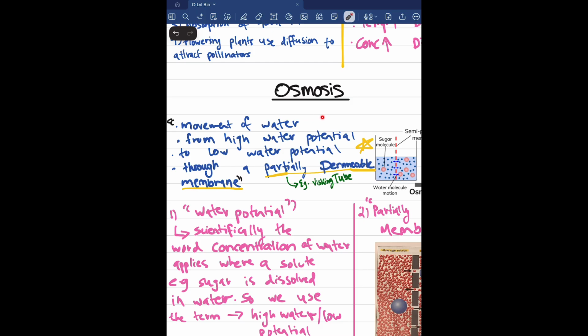Now, A, movement of water, B, from higher water potential, C, to lower water potential, and through a partially permeable membrane. I'll explain this. So, in basic terms, this is diffusion of water. This diffusion is happening, but in water. Now the question is, from where do we know high water potential or low water potential?